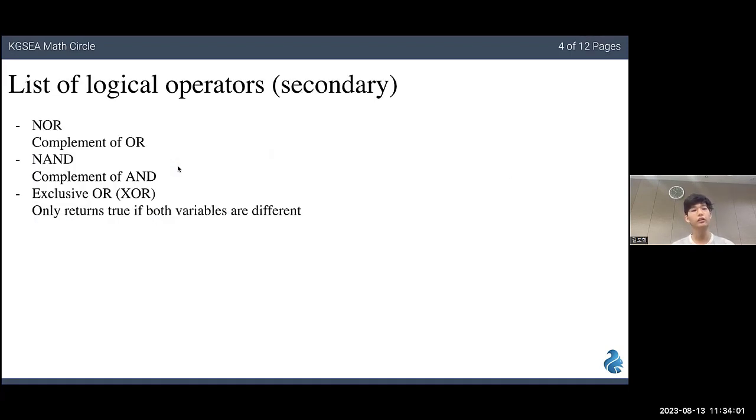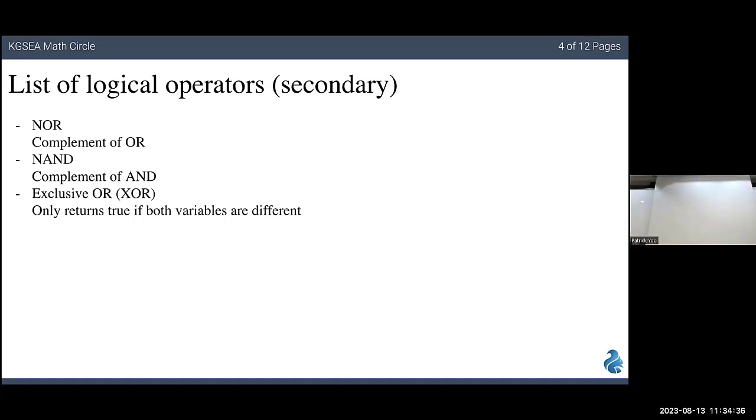Here is the secondary list of logical operators that are important in Boolean algebra. The first one is NOR, which is the complement of OR. This simply returns the complementary value of OR. For example, 1 OR 0 equals 1, or true OR false equals true, but 1 NOR 0 equals 0 as it is the complement of what the original OR returns.